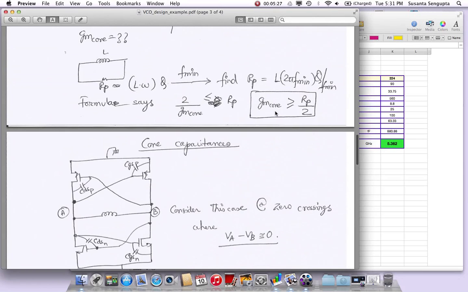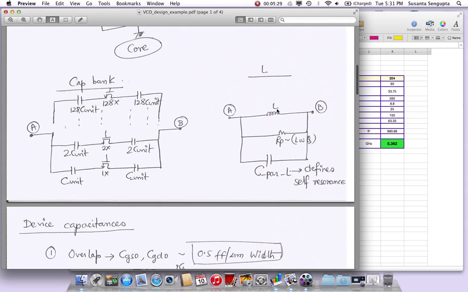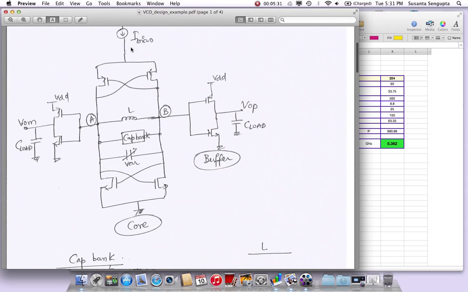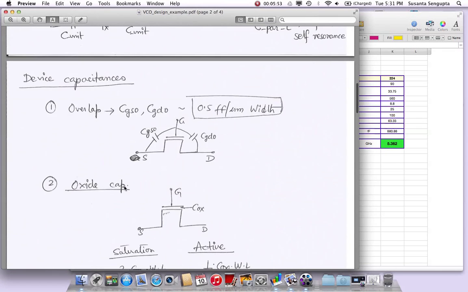Because you have found GM, you can say, I can get a particular GM by pushing certain I bias. You can make an assumption on I bias and get some W over L values, so that for those I bias you get a particular GM value. So you can calculate W over L based on what GM you need. But once you know the W over L of this core, you also need to know what the parasitic capacitances associated with it are.